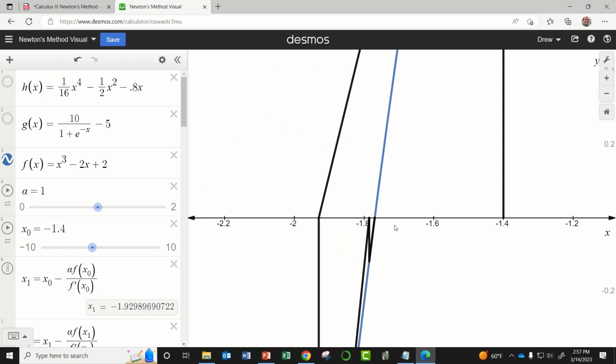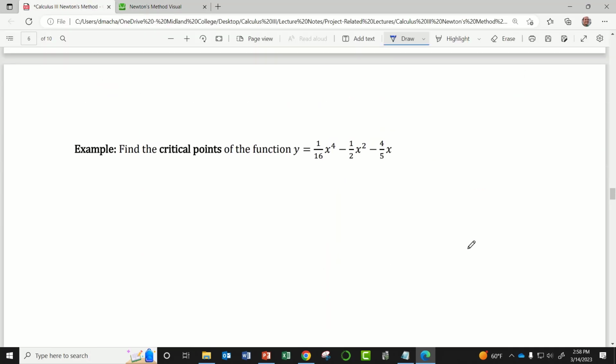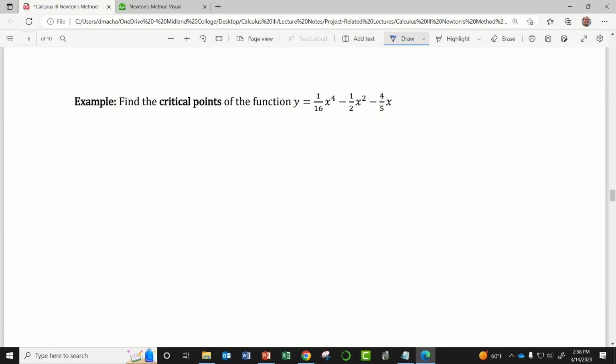Okay, that's enough for finding zeros of functions. Now let's do something a little bit more interesting. Now we're trying to find critical points of this function.